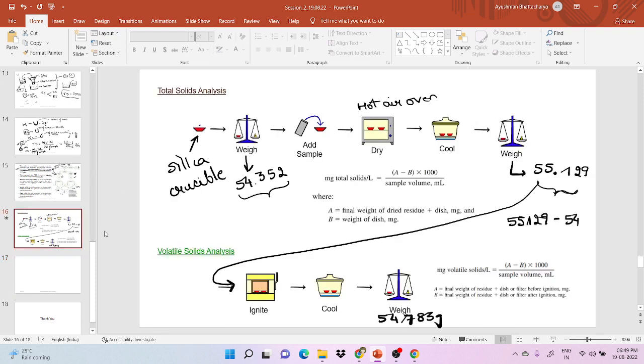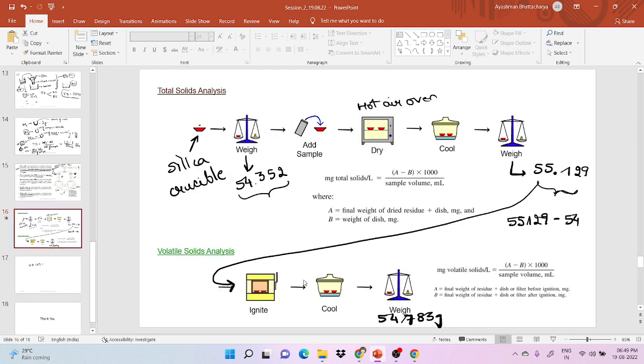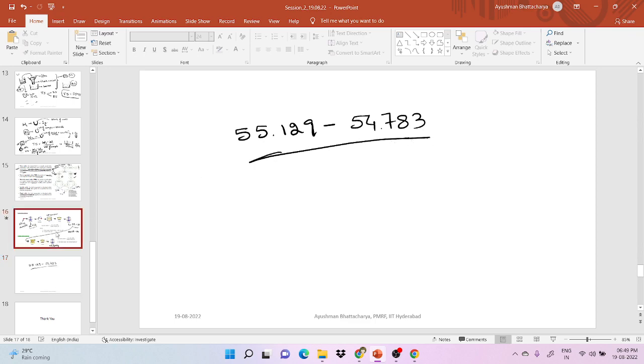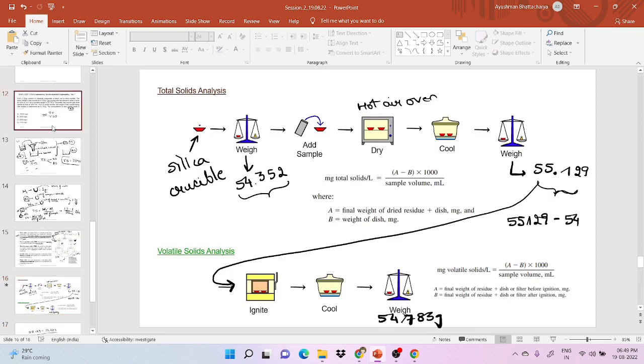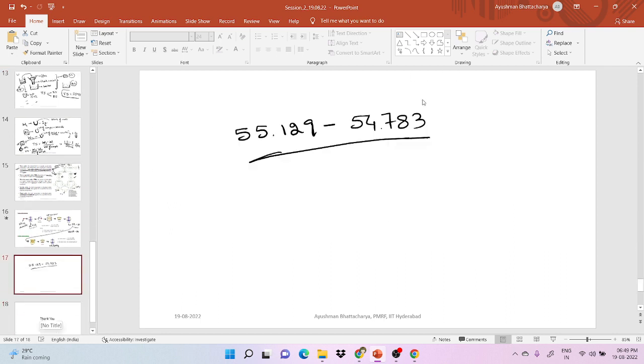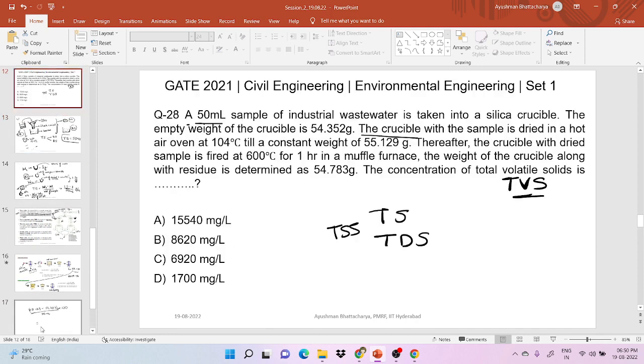So from here, 55.129 minus 54.783, divided by the sample amount. This is in gram. Let's check the answer, which is given in milligram per liter. The sample amount is 50 ml. To convert grams into milligrams, we multiply by 1000. Now to get the answer in milligram per liter, as they have asked.